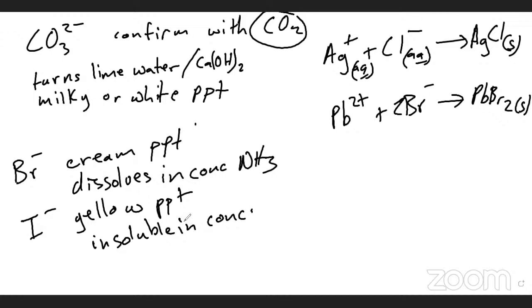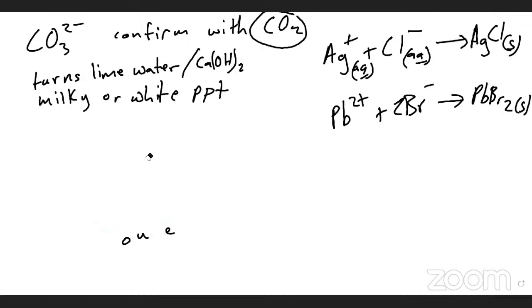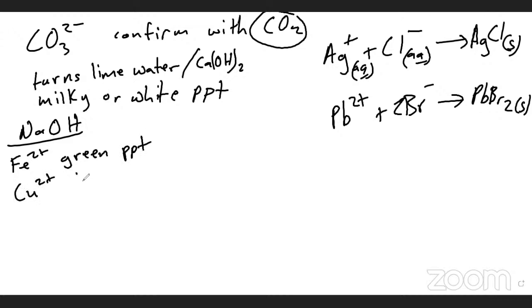The last thing on this I'm going to tell you, and when it comes, it is about 5 marks, so hopefully it's the ones you remember. Once you use sodium hydroxide, you are testing for cations. Fe2+ gives a green precipitate. Copper gives a light blue precipitate. Fe3+ gives a rusty brown precipitate.